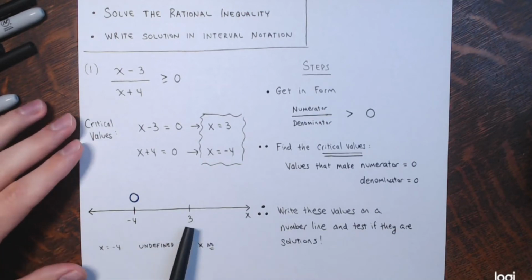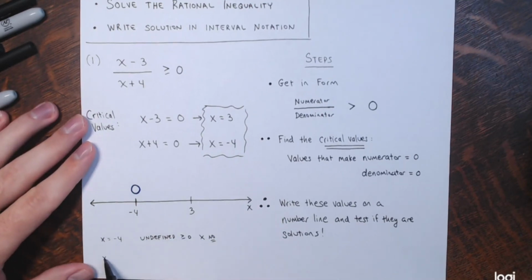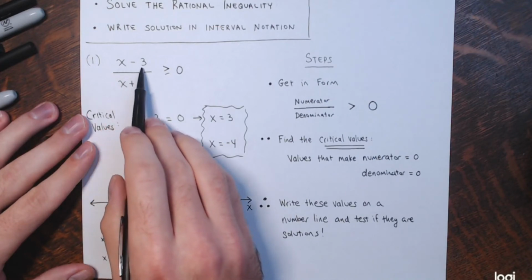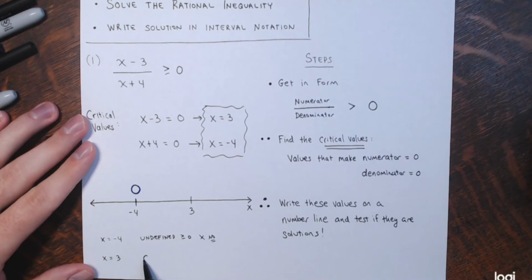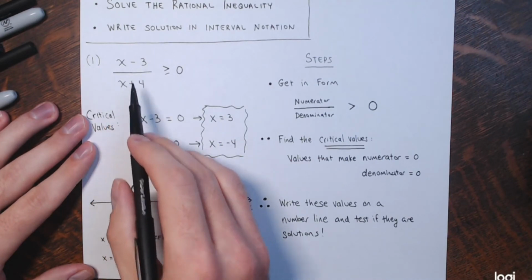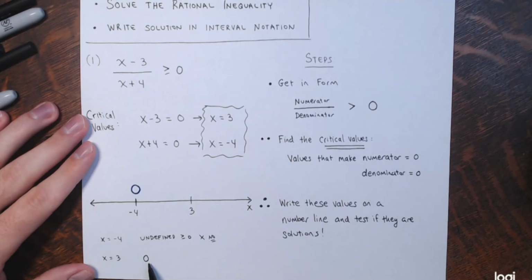Now how about 3? When I plug in 3 for x back in the original inequality, we have 3 minus 3, so 0 in the numerator, divided by 3 plus 4, which is 7. 0 divided by 7 is 0. So I do have 0 on the left is greater than or equal to 0 on the right. And the equal to part is satisfied. 0 is not greater than 0, but it is equal to 0. So this works. Yes.